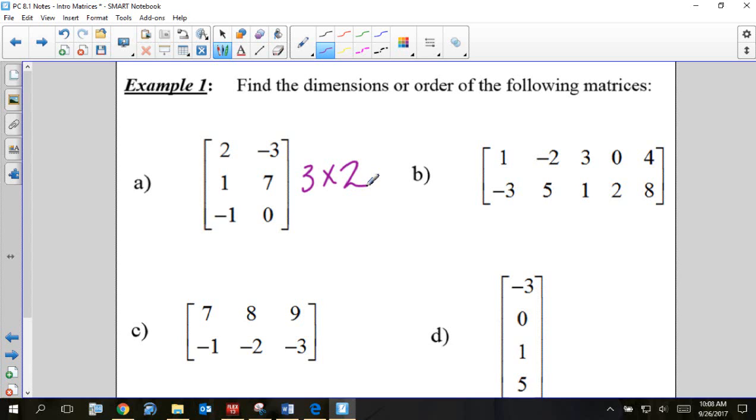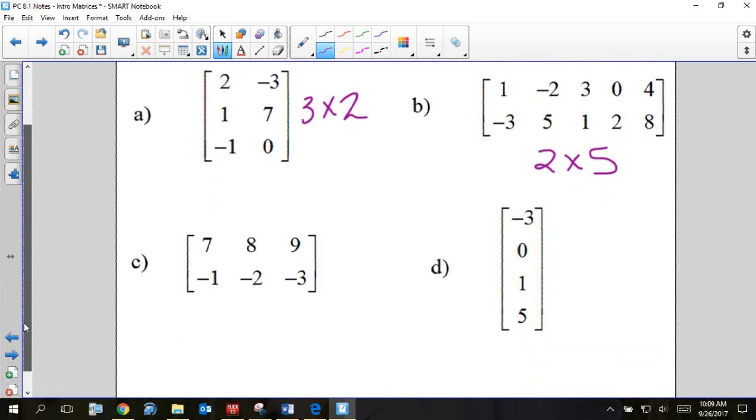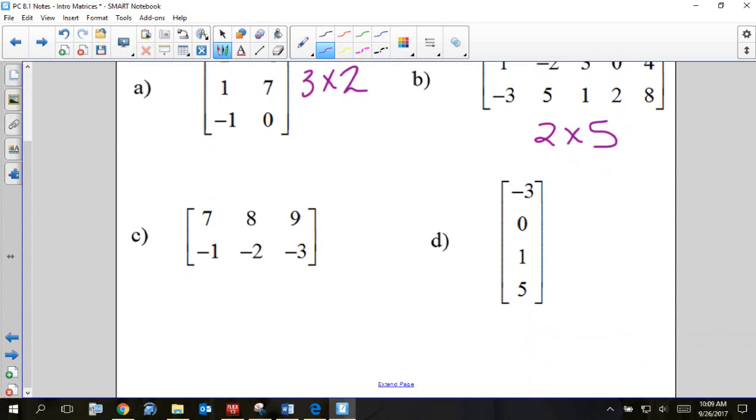Jazzy, did you get B? 2 by 5. Good. 2 by 5. Wyland, did you get C? 2 by what? Good. Yeah. And Dominique, about D. 4 by 1.